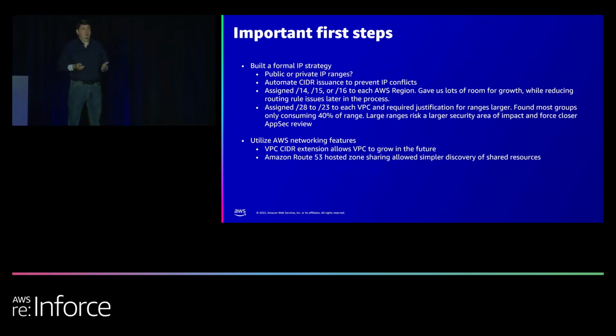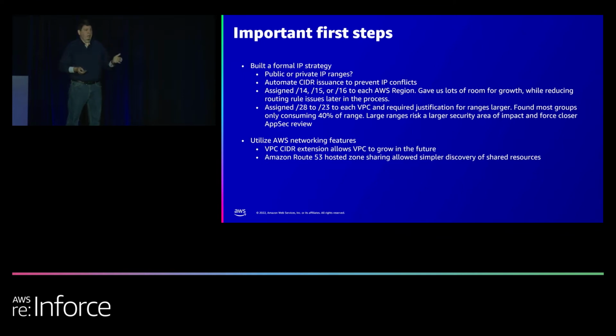A third of our accounts were using the same IP ranges, and 80% of them had assigned themselves a /16, which is a ridiculous number. On average, we find that most developers only use about 40% of the IP ranges they request. So what we did is we set a simple policy.